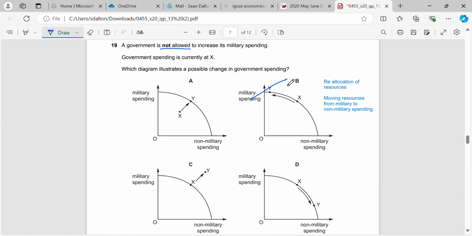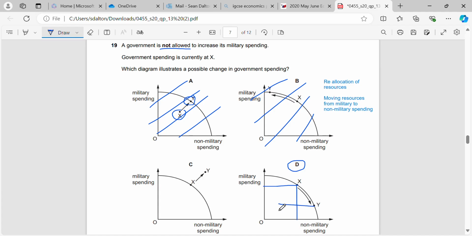So if we look at B first, that's wrong because we can see we move from non-military to more military spending, and we're told we're not allowed to do that. It's not going to be A because a reallocation of resources is a movement along the curve, not a movement from inside to on, and not a movement from on to inside either. So our correct answer will be D because we can see we move from making more military goods to now making more non-military goods, or spending more on non-military goods.